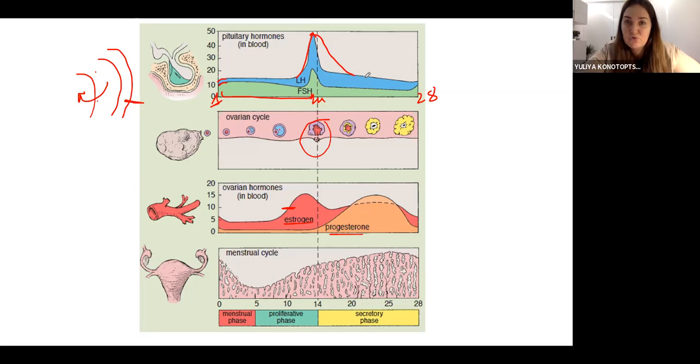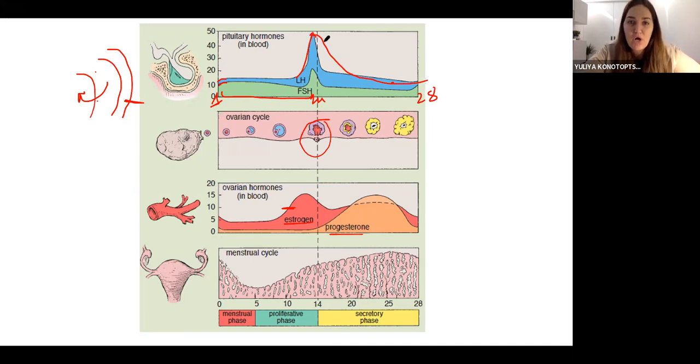Gradually, it starts to return to its normal concentration, very gradual. It takes about 9 days for your LH to reach its normal concentration, okay? So 9 days it takes.